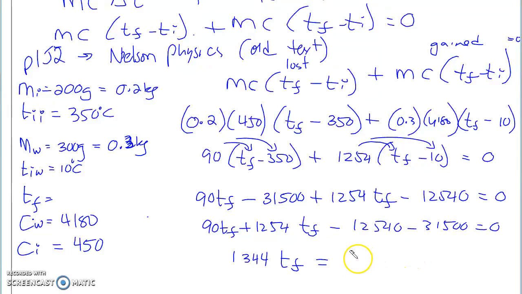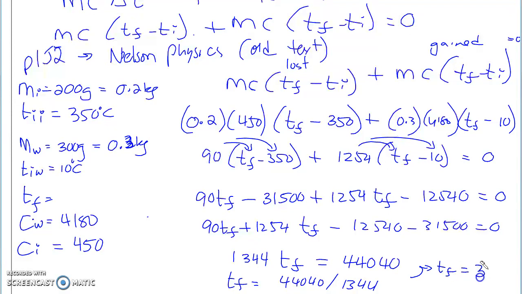What do you get? 44,040. Okay, your TF, of course, is 44,040 divided by 1344. And what is your TF?